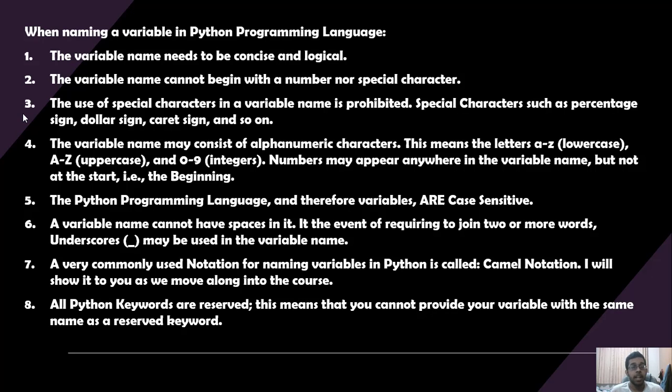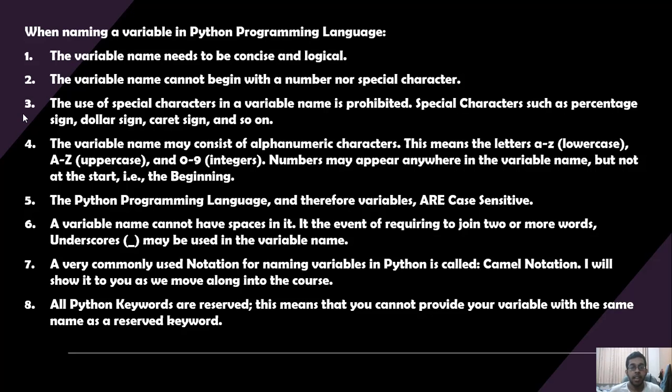Number 4. The variable name may consist of alphanumeric characters. This means the letters A to Z lowercase, A to Z uppercase, and 0 to 9 integers. Numbers may appear anywhere in the variable name but not at the start, that is the beginning. Number 5. The Python programming language, and therefore variables, are case sensitive. Number 6. A variable name cannot have spaces in it. In the event of requiring to join two or more words, underscores may be used in the variable name.